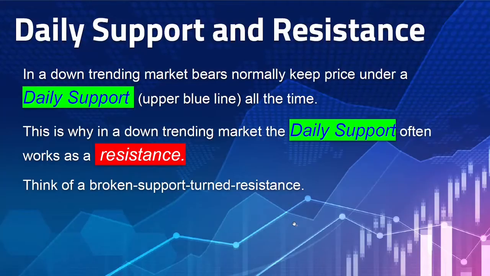It stopped at the very same level, at the daily resistance that turned into a daily support. In a downtrending market, bears normally keep price under a daily support, which is the upper blue line, all the time. This is why in a downtrending market, the daily support, the upper blue line, often works as a daily resistance. Think of a broken support that turned into resistance.